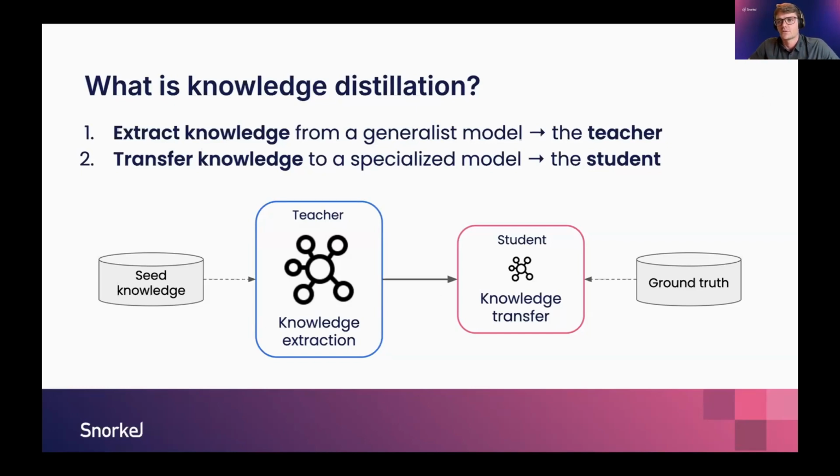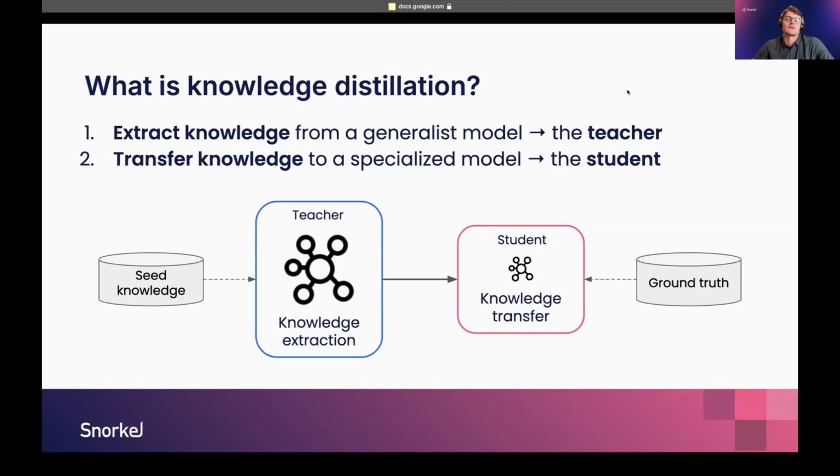This is introducing some common lingo that's used in research and practice for knowledge distillation, which I break down here in two steps: extraction and transfer. So first, we're extracting knowledge from a generalist model. This is going to be a large language model, hundreds of billions of parameters. This is our teacher commonly. And we're transferring this knowledge to a specialized model. This is most commonly going to be a small model, hundreds of millions of parameters, or even less. And we're thinking of a specialized task or a specialized domain for this student model, as it's called.